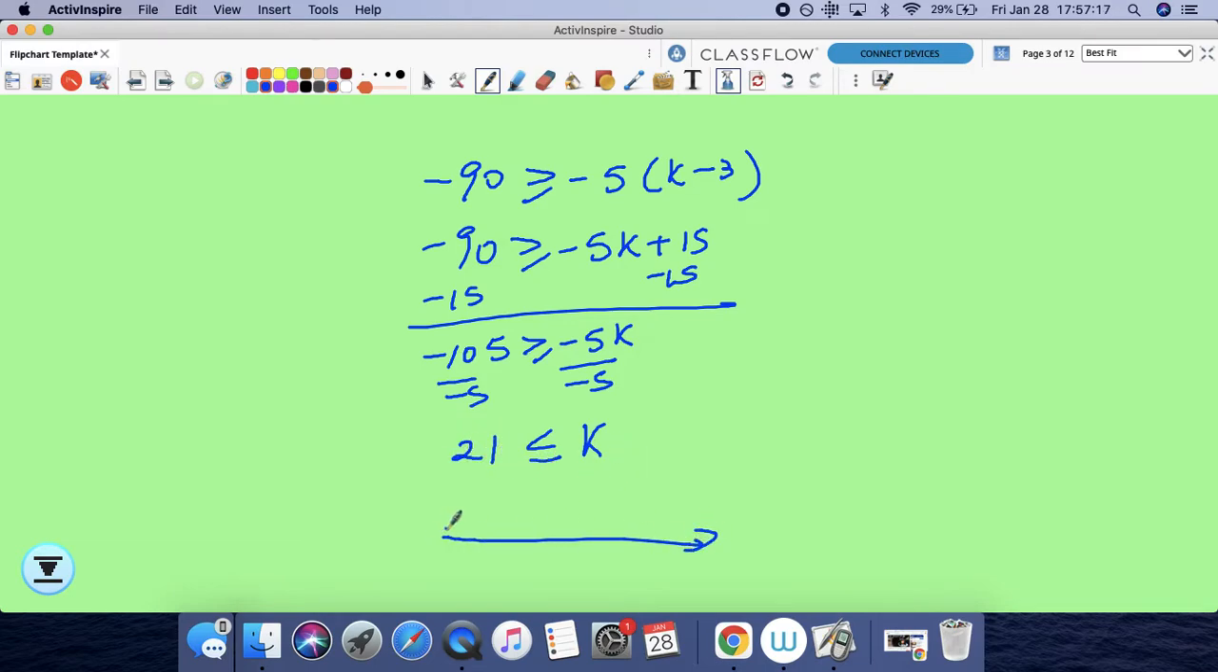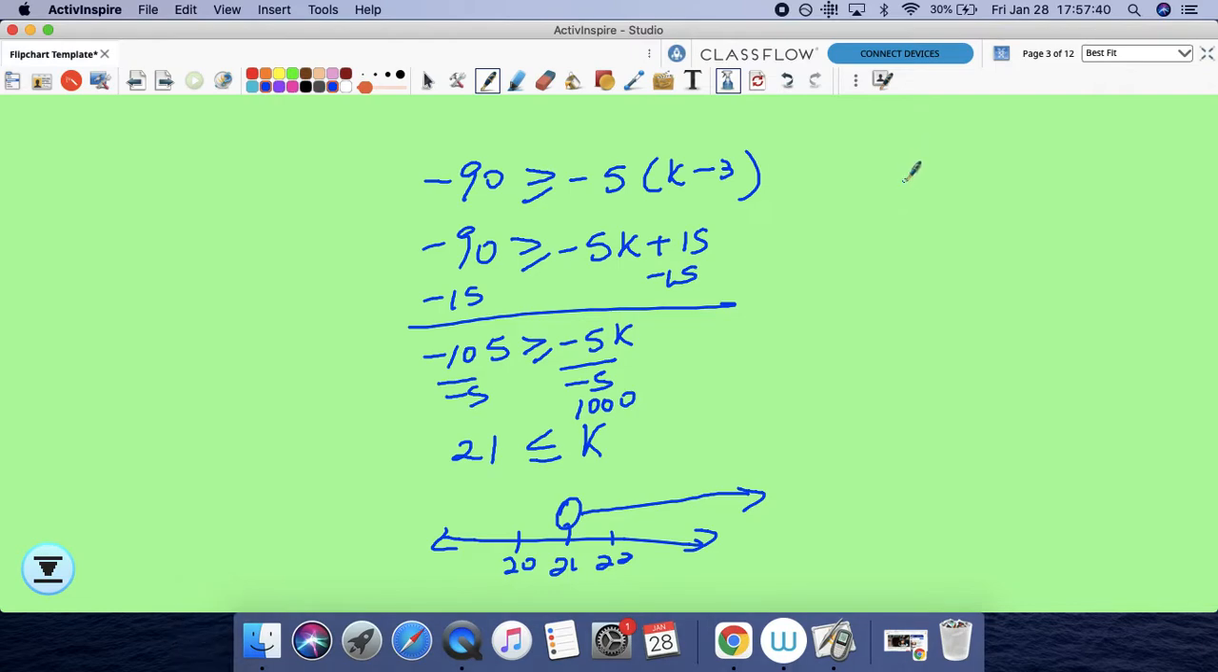Number line. 21 is less than all these numbers. So, again, pick a number here just for you to figure out which way to point the arrow. And 21 is less than 1,000, which means that we want numbers to the right. Every single number to the right of 21 makes that inequality true.